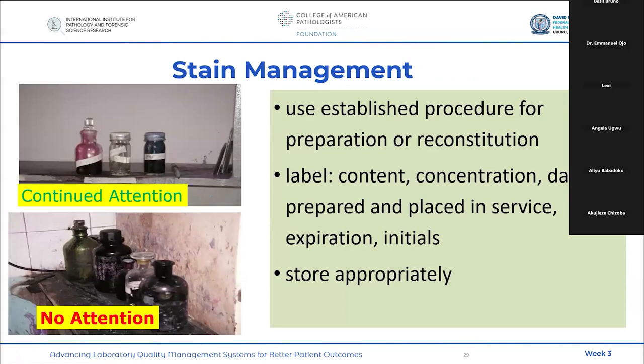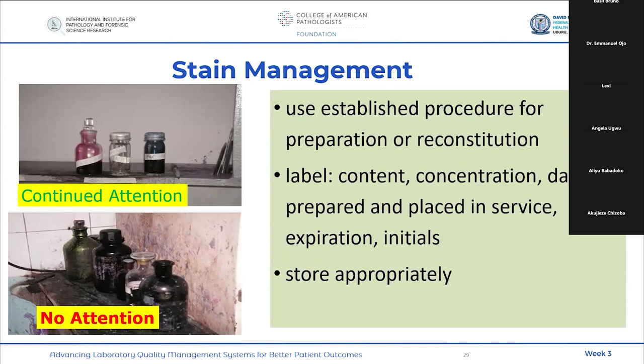Right, thank you. So the other part we want to talk about, still in microbiology, will be stain management. It's important that we use an established standard operating procedure for preparation and reconstitution. Labeling is important.